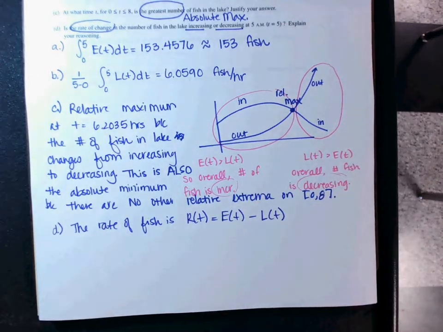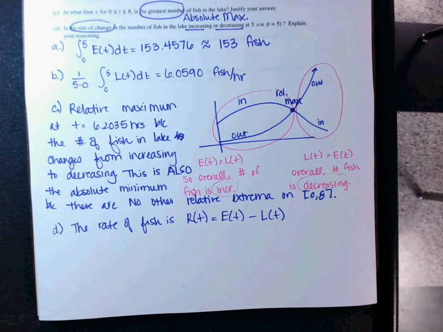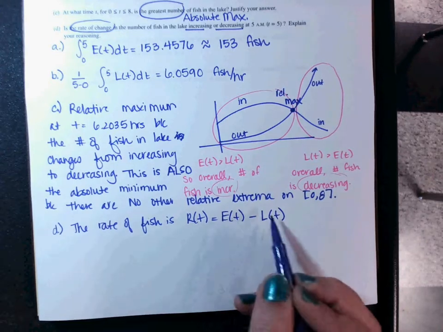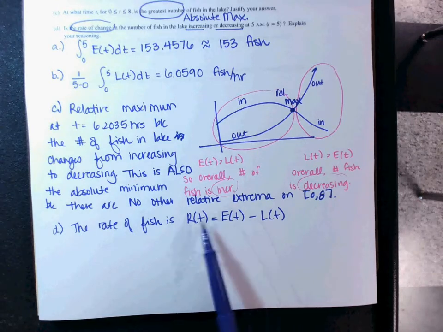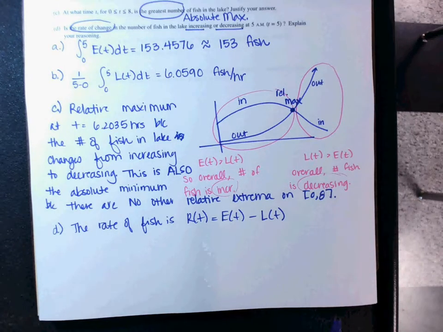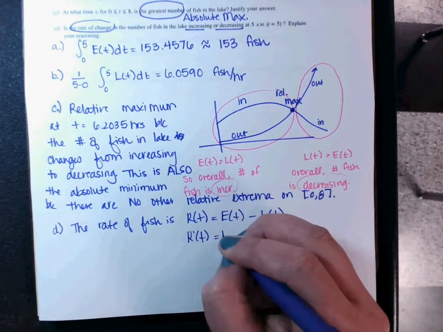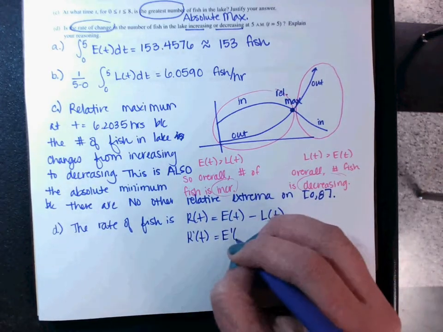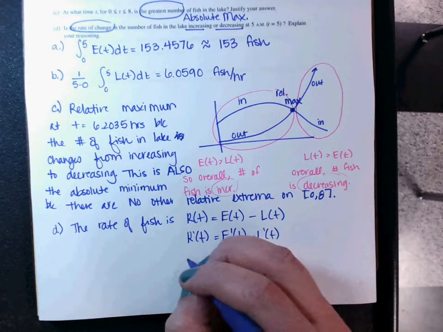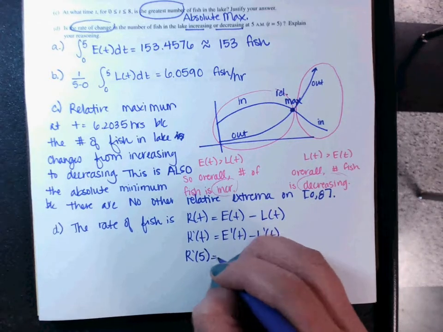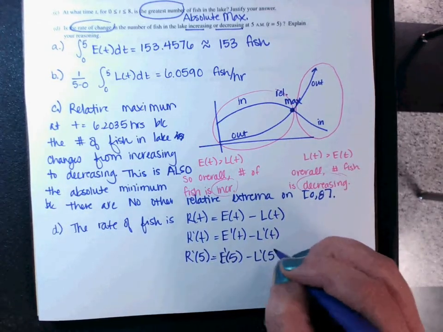Hopefully that makes sense. So think about my overall rate of fish. We're going to just put the equations together as one. It's going to be how fast they're entering minus how fast they're leaving. I want to know if this overall rate of change is increasing or decreasing. Well then, I need to take the derivative. So R prime of t is going to be E prime of t minus L prime of t. Or if you wanted, you could just skip to R prime of 5, which would be E prime of 5 minus L prime of 5.